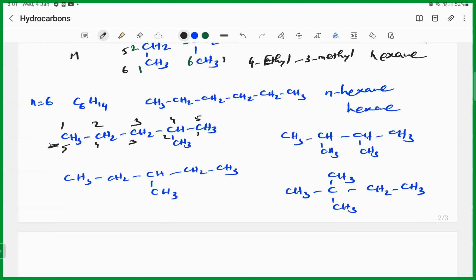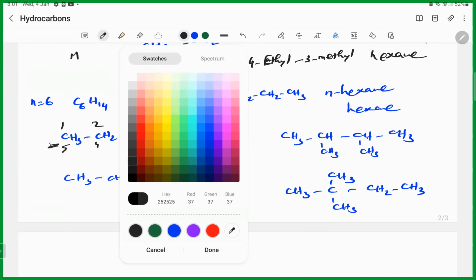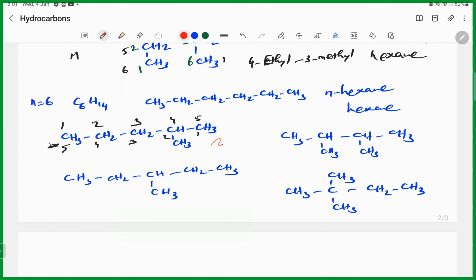Two, sir. See, you have to give the number, correct? You have to choose the longest chain. When you are choosing the longest chain, you can give the numbering from the upper side or the lower side. The branching should come under the lower value, so the numbering from the bottom one is correct.